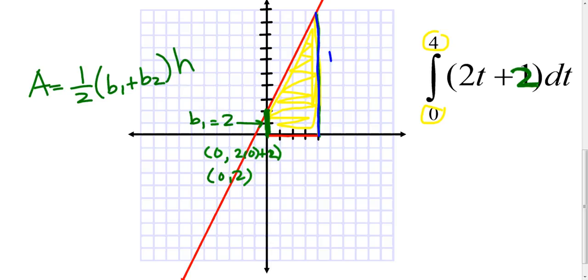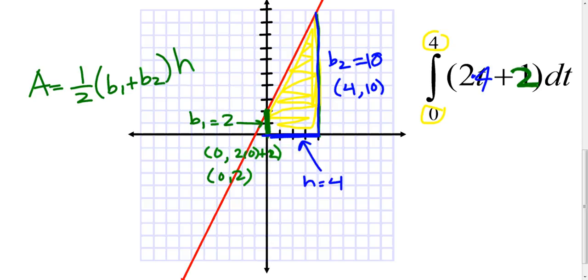This right here is base 2. Again, my x value is 4. When I plug 4 in, I have 2 times 4, which is 8, plus 2 gives me 10. So it's 10 high. Okay, so that means my base 2 is 10. All right, this is my height. I'm going from 0 to 4 seconds, and so I know that my height is 4.